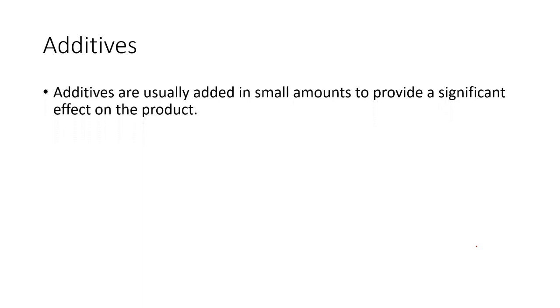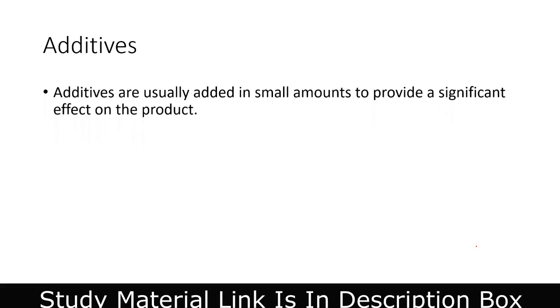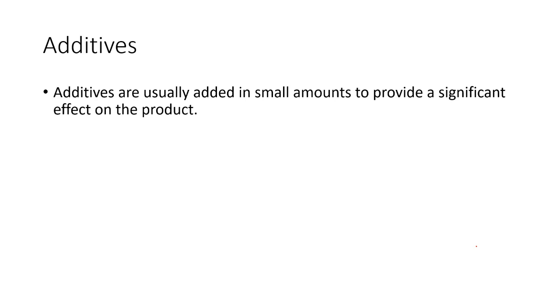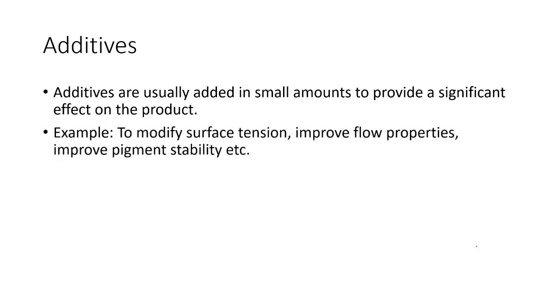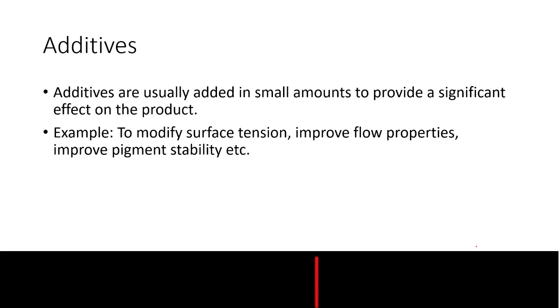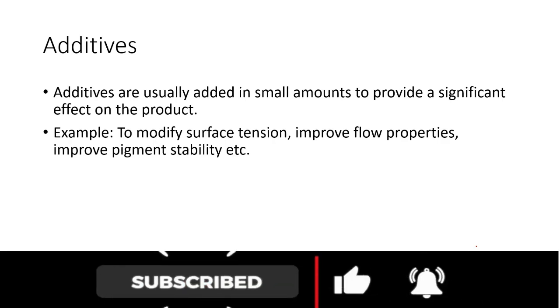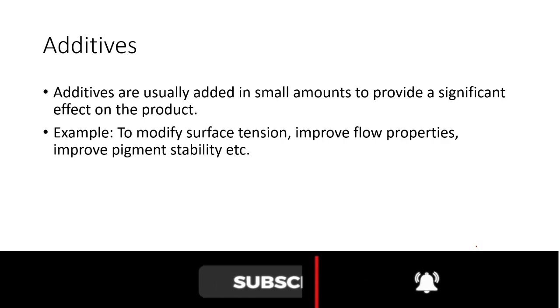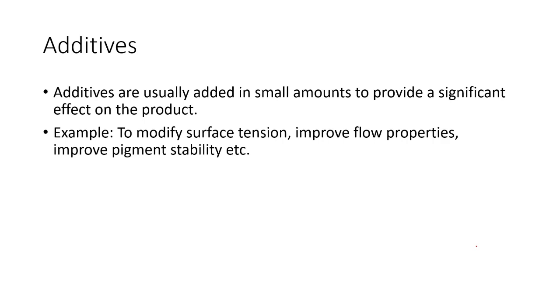So what are additives? Additives are usually added in small amounts to provide a significant effect on the product. So what are the uses of these additives? Why are additives being used? Different kinds of additives are used to modify the surface tension, or you can say to improve the flow properties of that particular paint, to improve the finished appearance, to improve the pigment stability, and again to control foaming. Okay, these are the overall purposes of adding additives.